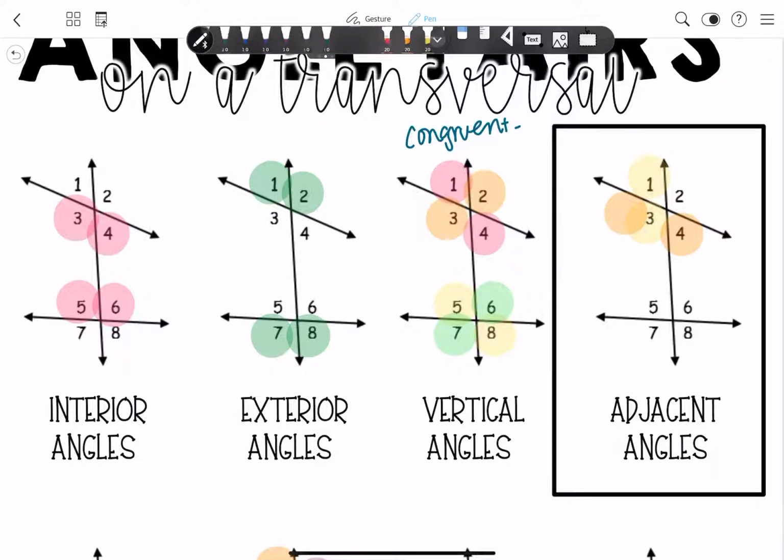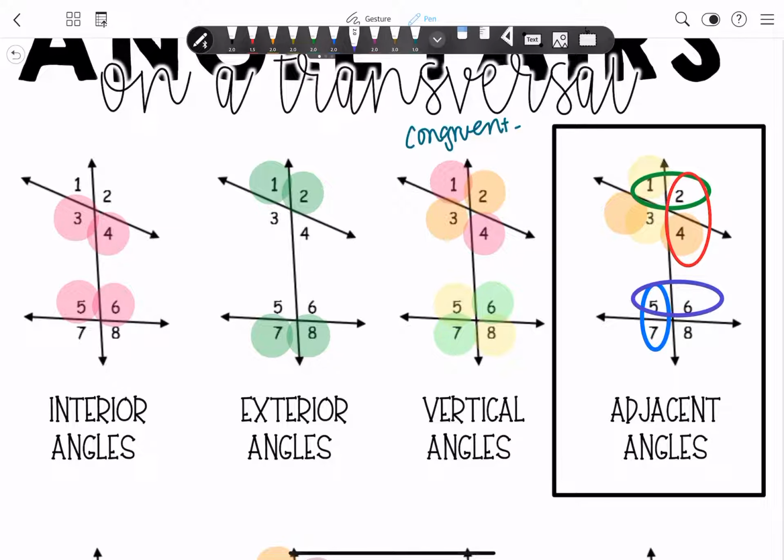All right, and we are going to continue, and this time I'm going to keep circling them. So 1 and 2 are adjacent angles, and 2 and 4 are also adjacent angles. All right, that also applies down below. We've got 5 and 7 as adjacent, but we've also got 5 and 6 as adjacent. And then that follows that 6 is adjacent to 8. But 7 is also adjacent to 8.